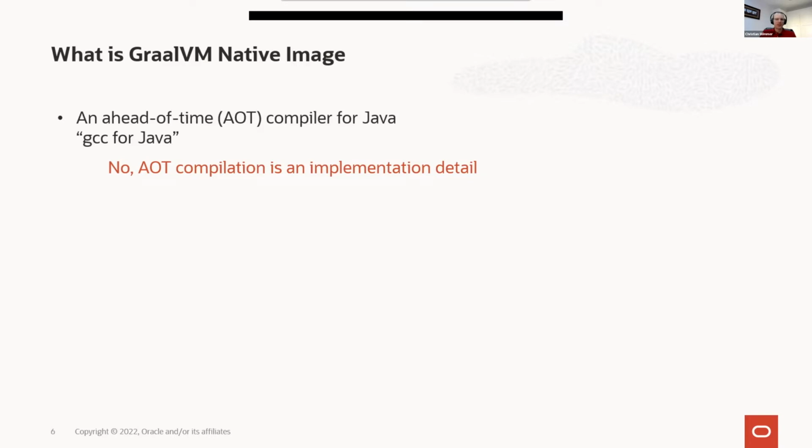Because what it really is, is more a snapshotting tool for Java. Think of it as CRIU for Java. CRIU stands for checkpoint restore in user space, which is a pretty nice Linux tool where you can just snapshot the whole process and resume it anytime you want.